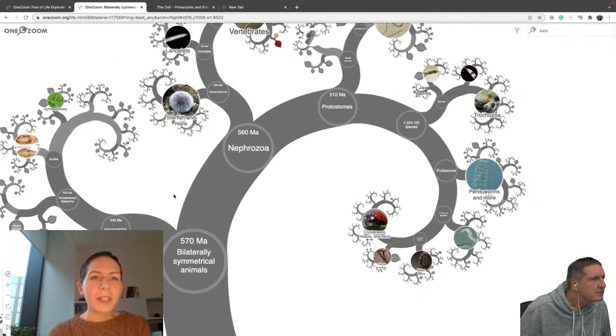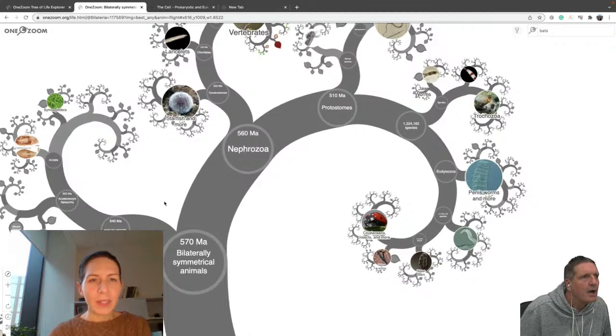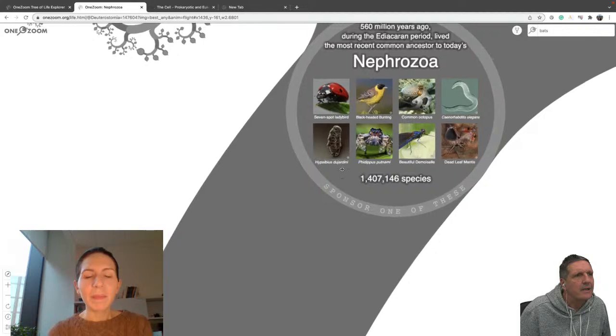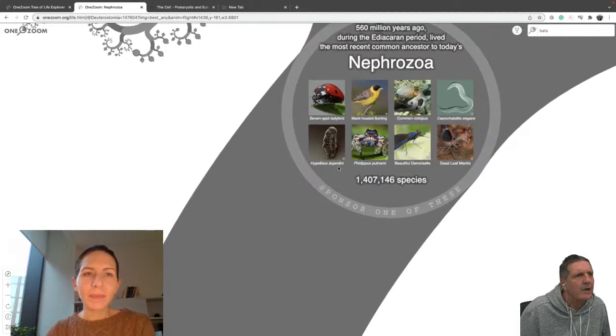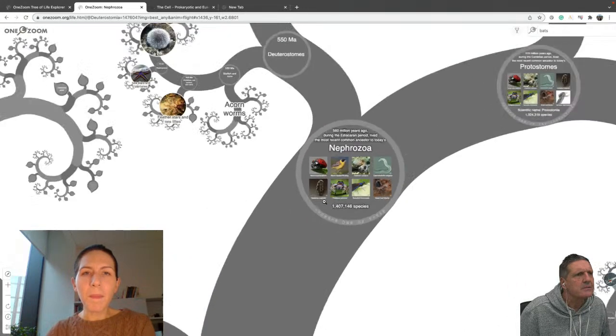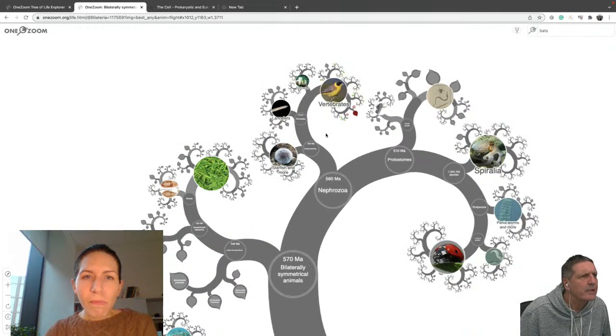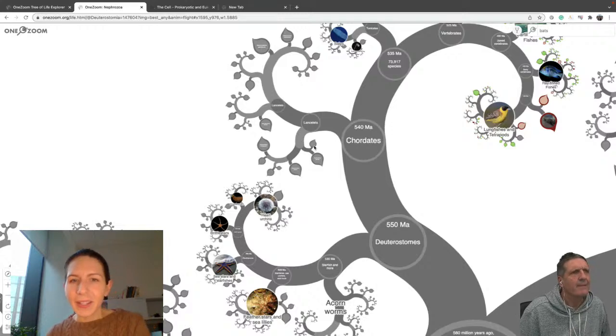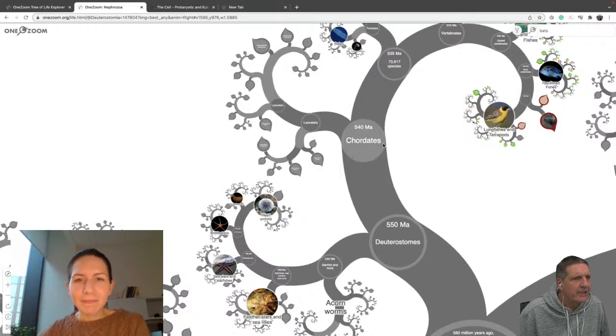So maybe go towards the Nephrozoa in the center there. Yes, Nephrozoa. So it's splitting. Yes, you're right. 560. Yes, it's in this branch. You're absolutely right. Here we go.